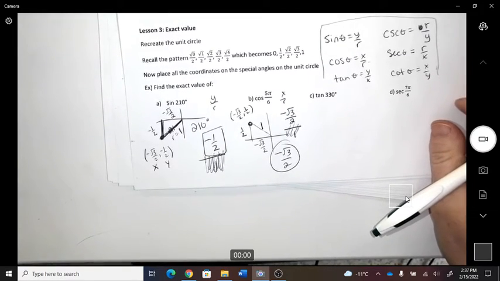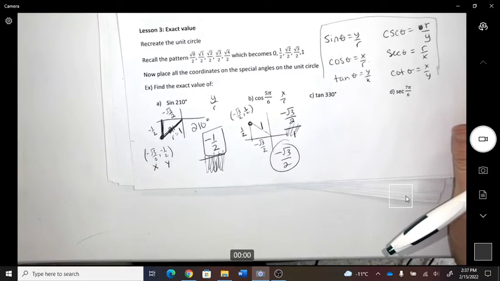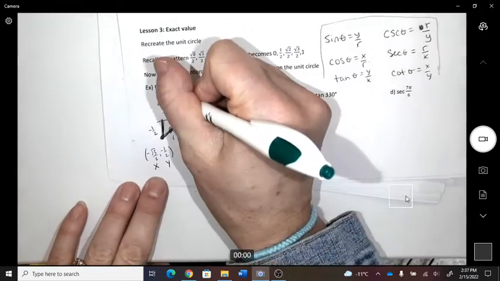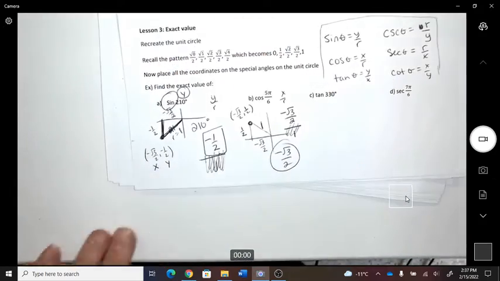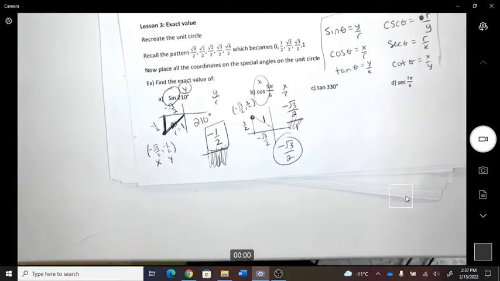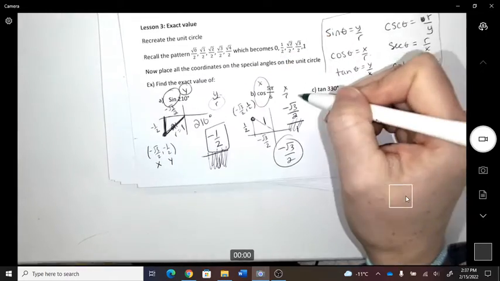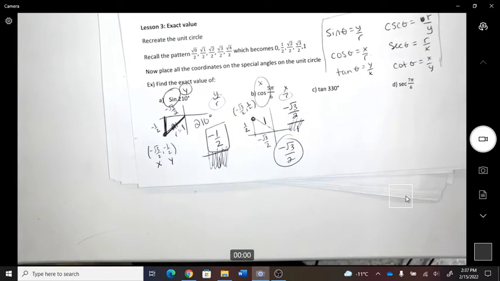So basically, for me, if I'm asked to find a sine value on the unit circle, I just say, what's the y? As soon as I see sine, I just say, what's the y? And as soon as I see cos, what's the x? Because, do we understand that that's going to make a divide by 1 on the unit circle?